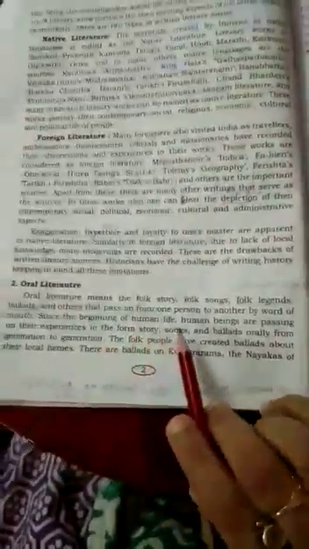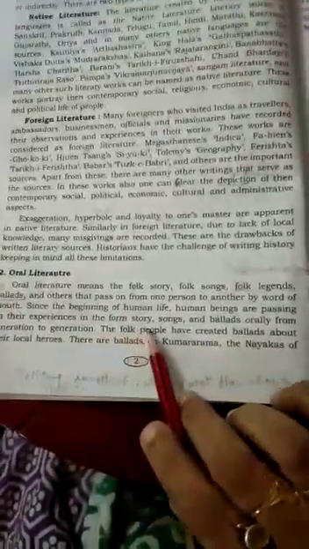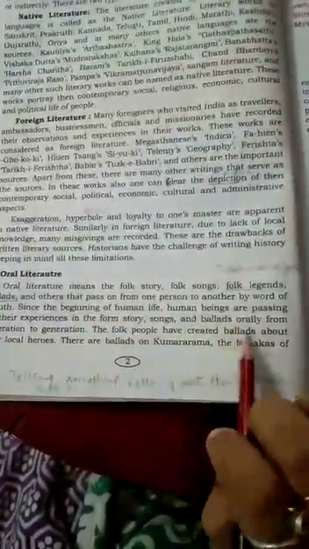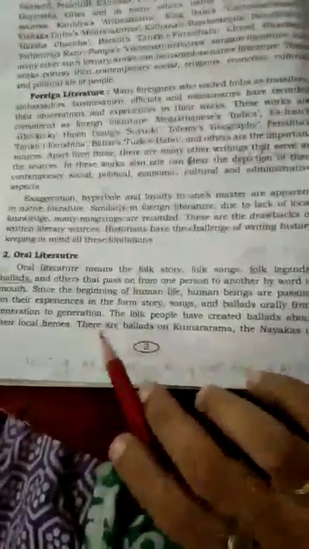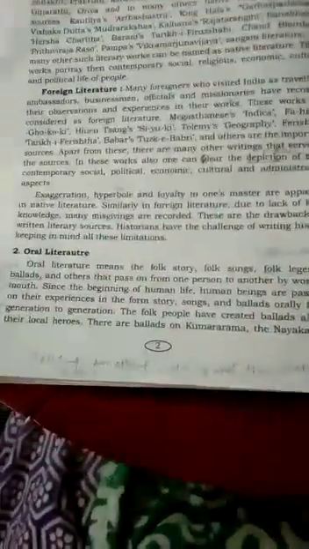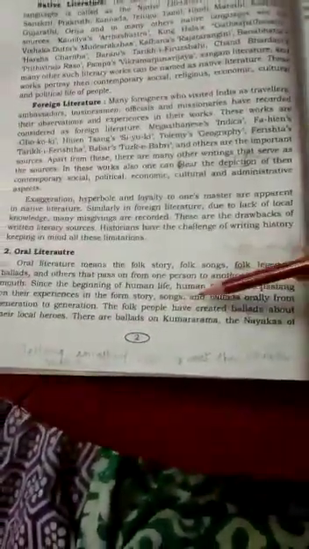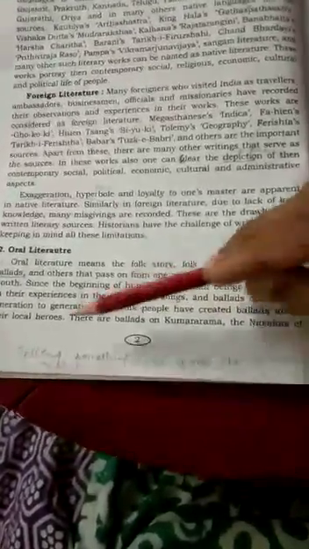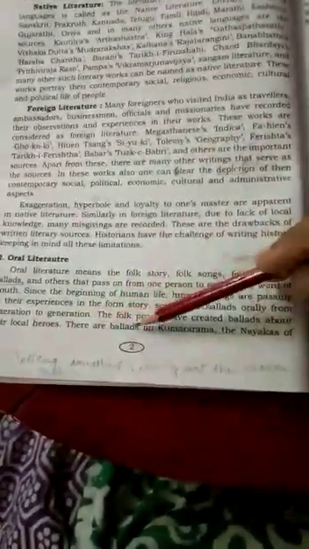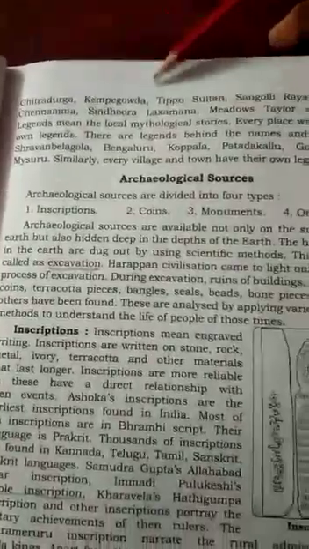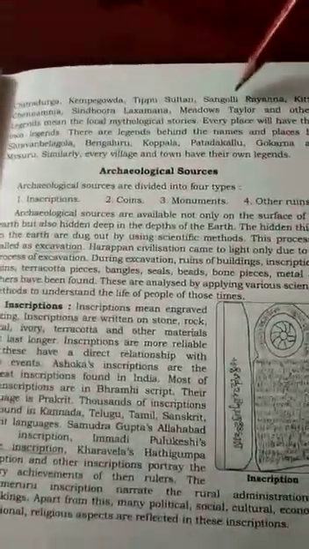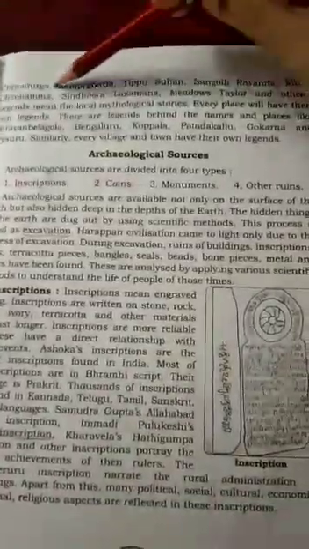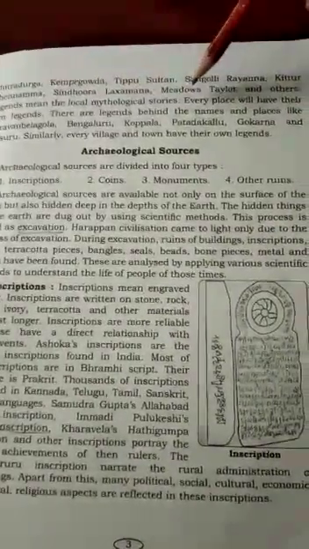Since the beginning of human life, human beings have been passing on their experiences in the form of stories, songs, and ballads, orally from generation to generation. So this was happening from generation to generation. The folk people have created ballads about their local heroes. There are ballads on Kumararama, the Nayakas of Chitradurga, Kempegowda, Tipu Sultan, Sangolli Rayanna, Kittur Chennamma, Sindhura Lakshmana, Meadows Taylor, and others.